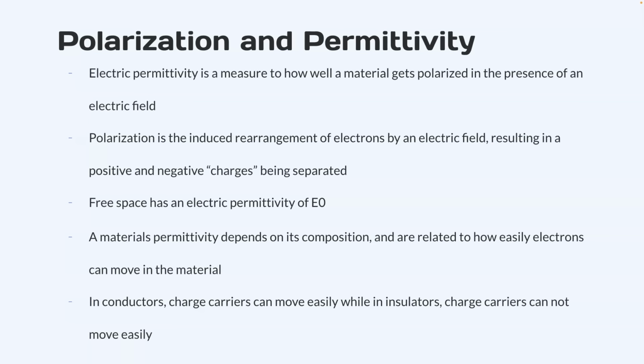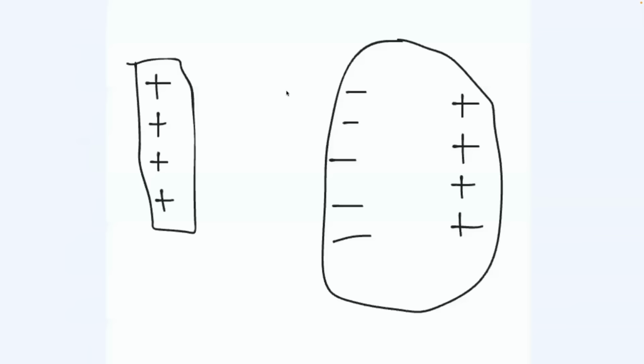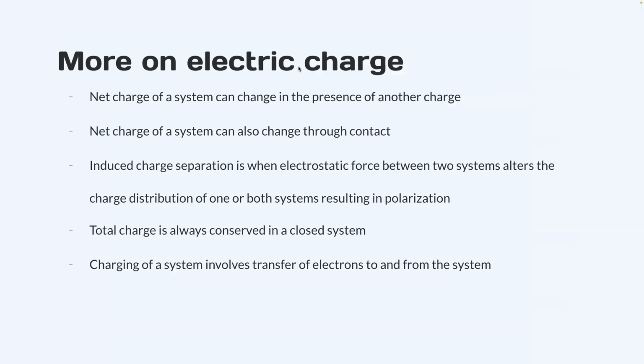In conductors, charge carriers move easily, while in insulators, charge carriers cannot move easily. Therefore, in a conductor, the electric permittivity is high, while in insulators, it's not that high. Here's what I was talking about. Let's say there's this positive bar, and it's brought next to this electrically neutral circle. When this positive bar gets closer, all the negative charges will go to the side close to the positive charge, and the positive charges will go to the other side, because it's still electrically neutral, so the net charge has to be 0.